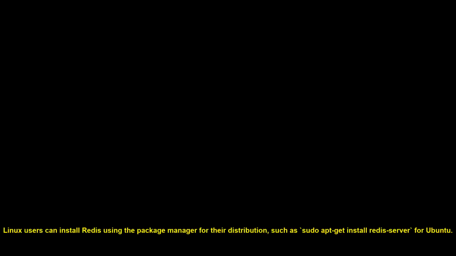Linux users can install Redis using the package manager for their distribution, such as sudo apt-get install redis-server for Ubuntu. Once Redis is installed, start the Redis server. You can do this by typing redis-server in your terminal. Leave this terminal open to keep Redis running.